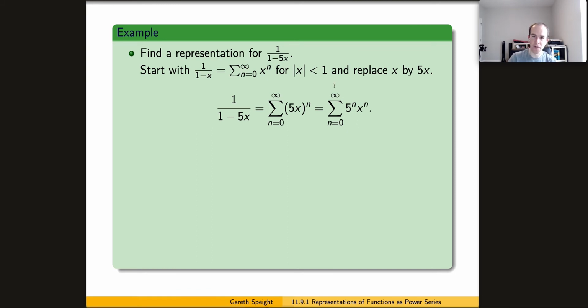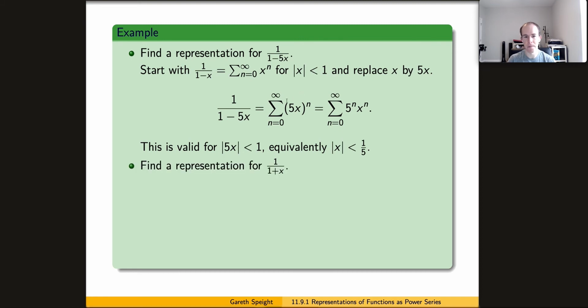Also, in the condition from before, absolute value of x less than 1, we replace x by 5x. It's true for absolute value of 5x less than 1, or equivalently, if we divide both sides by 5, absolute value of x less than 1/5, which would be x between negative 1/5 and plus 1/5. So this was a pretty typical example. We replaced x by 5x everywhere in the formula.